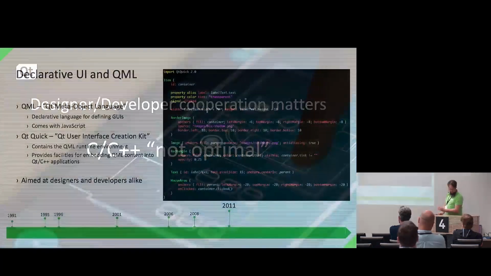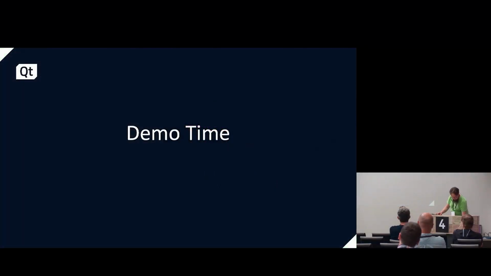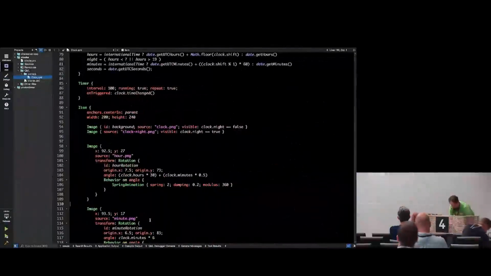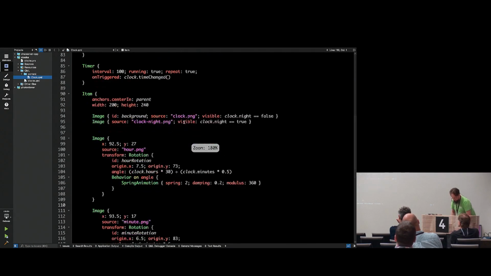So that's where declarative UI and QML enters the scene, around the 2010, 2011 timeframe. Laszlo is probably going to talk a bit more about that later, so I'm not spending a lot of time on this, but I would like to demo something quickly. That's the kind of thing you would build with QML. So that's a very simple example. I'm not sure if you can see this with the light being somewhat on the bright side. This is a clock example.